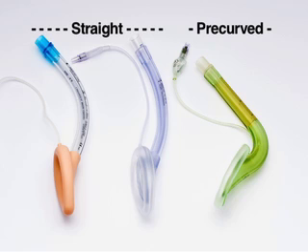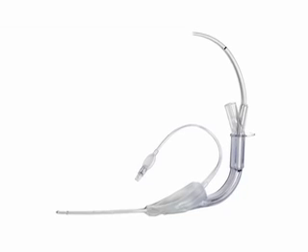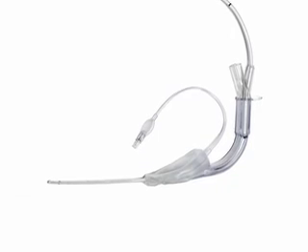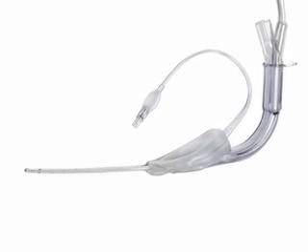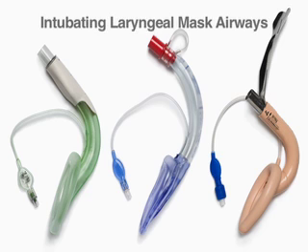Current laryngeal mask airway models include both straight and precurved tube designs and models intended for either single or multiple uses. Some devices include a separate channel for suctioning the stomach, while others are specifically designed to facilitate oral tracheal intubation through the device.